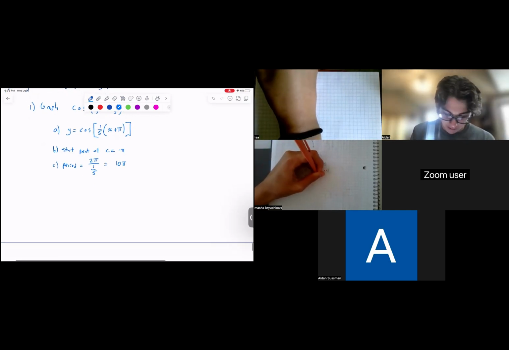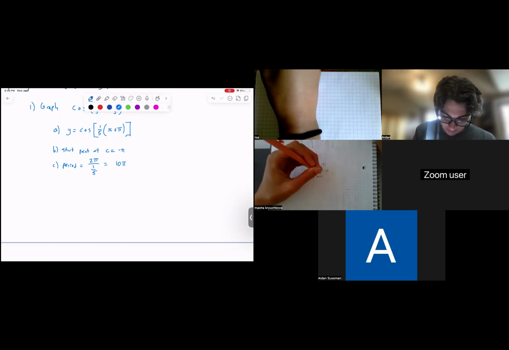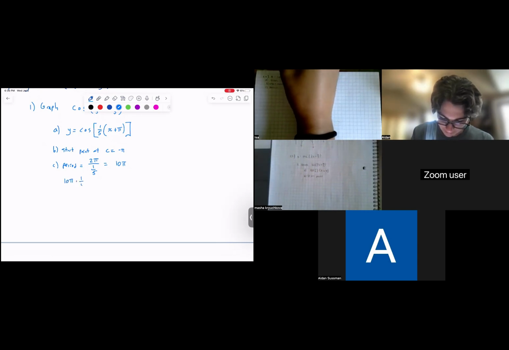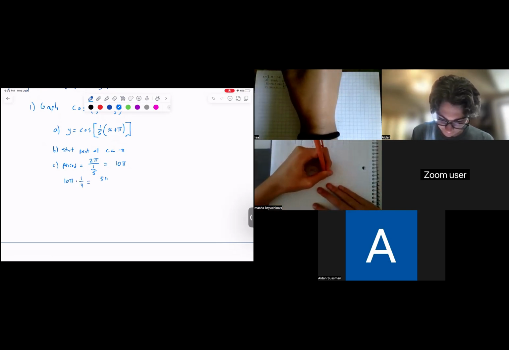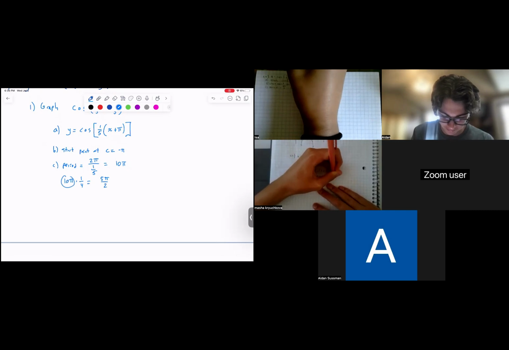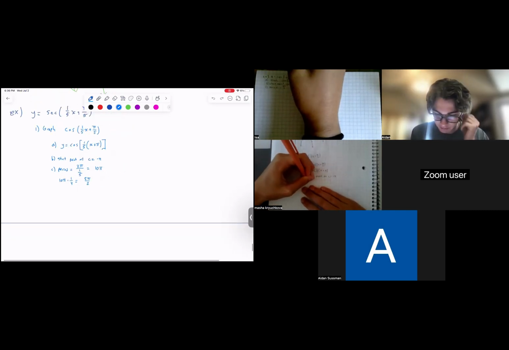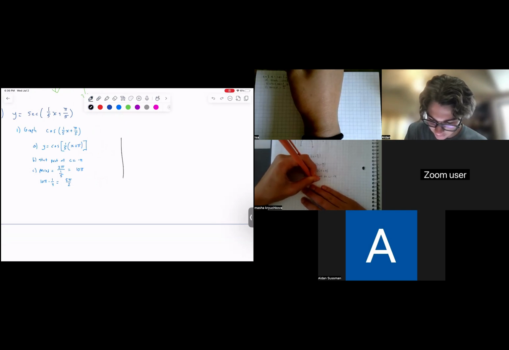All right. So I have my period. What do I do after I find my period? I have to do something to find the distance. Multiply by 1/4. Yep. And we could just say that that's 5 pi over 2, right? Because this is 10 pi over 4, which becomes 5 pi over 2. And that's the distance between points. All right, let's graph cosine now.